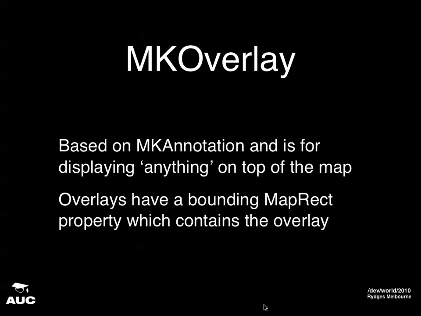MK overlays were new in iOS 4, and they let you pretty much put anything you feel like on top of the map. They're based on the MK annotation protocol, but instead of having a coordinate, they've got what's called a map rect property, which contains the overlay. So map rect is essentially just a rectangle that says, I take up this much space. So when it's drawn, it uses that to determine where to position it.